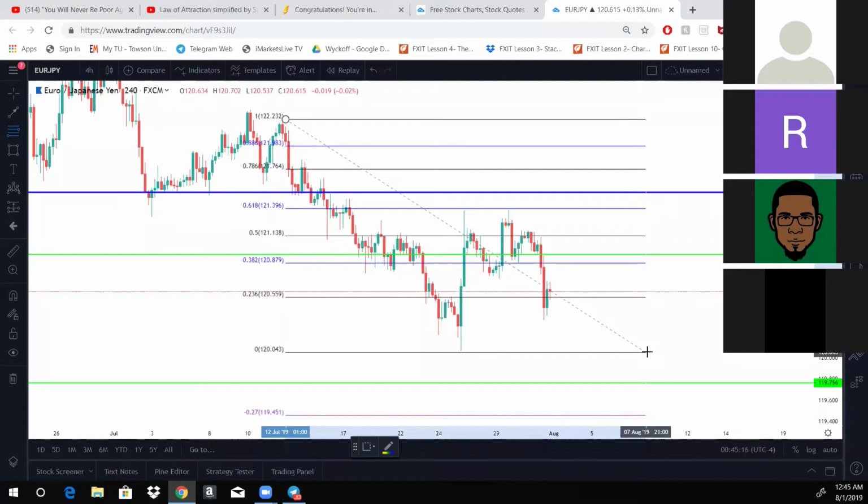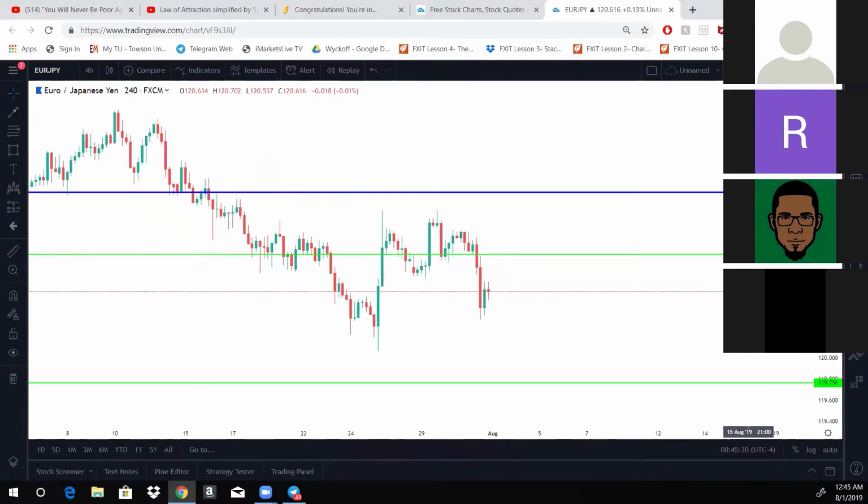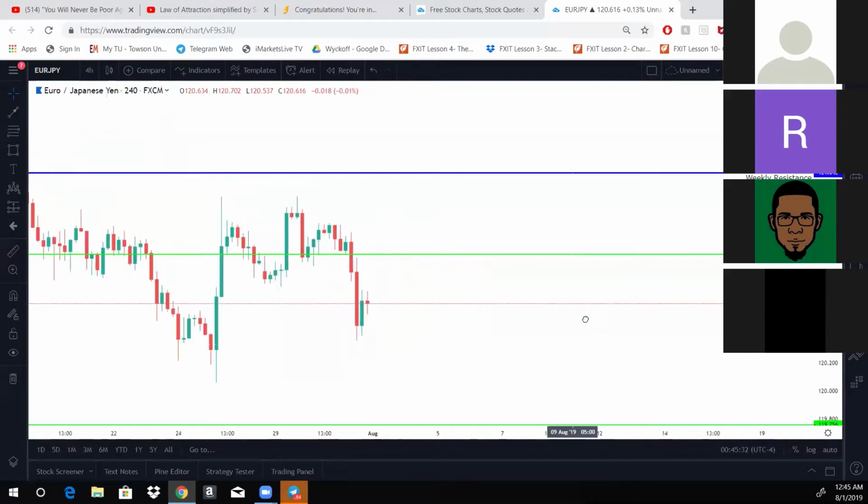Yeah, 61.8 rejection. Look at it, once, twice, and then it made a head and shoulders here on the 4 hours. Down we go. I might even get in now and ride it down.